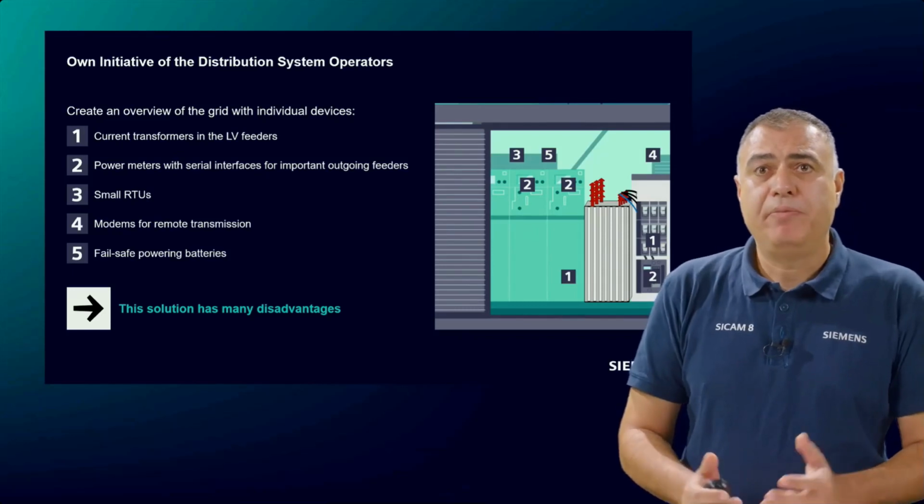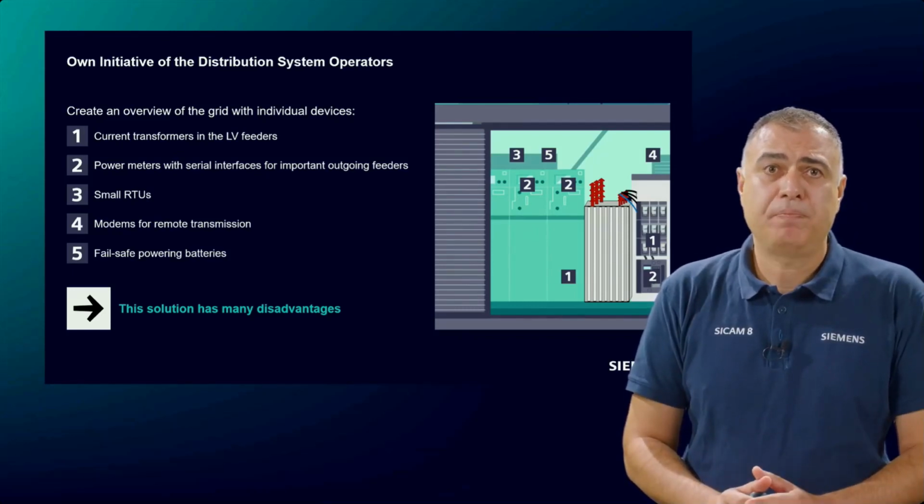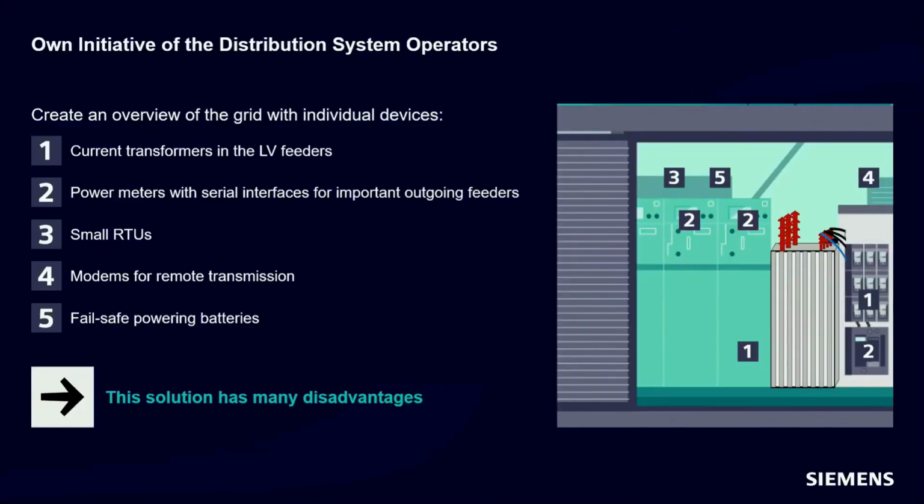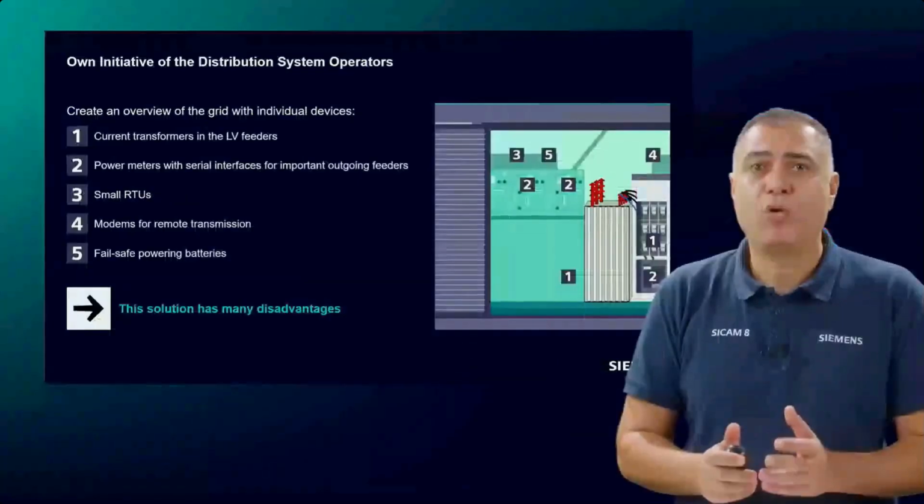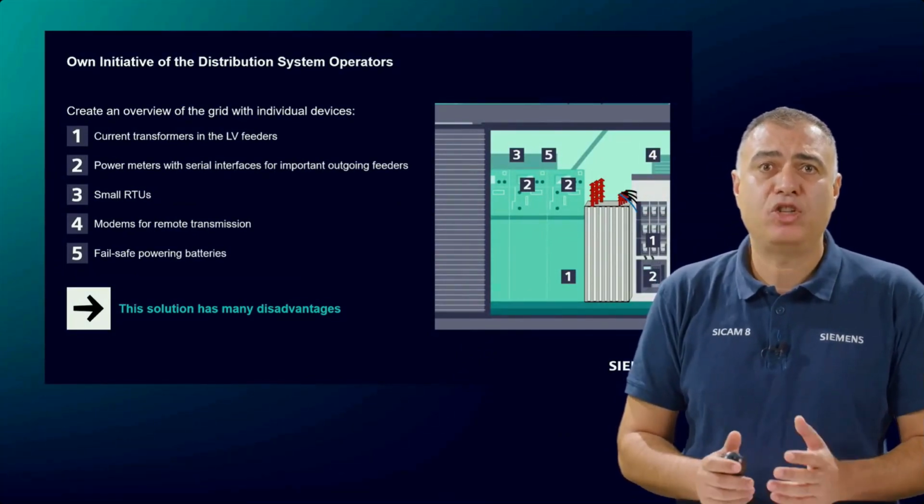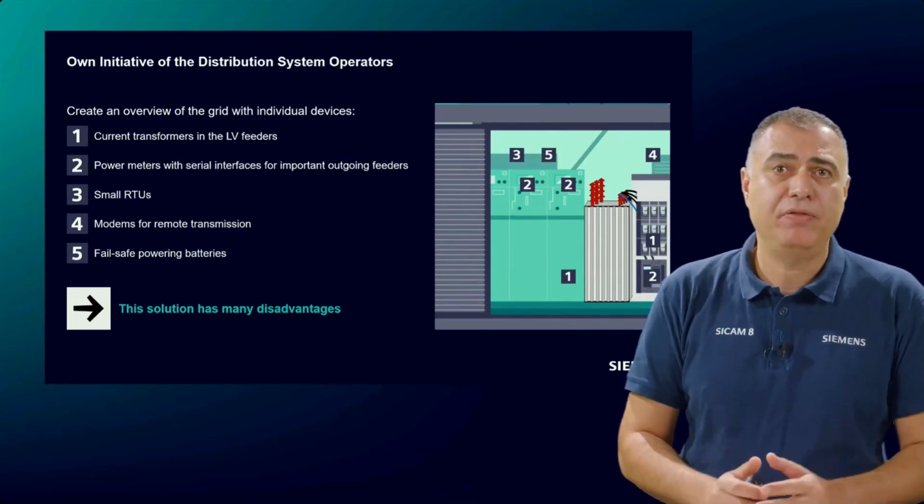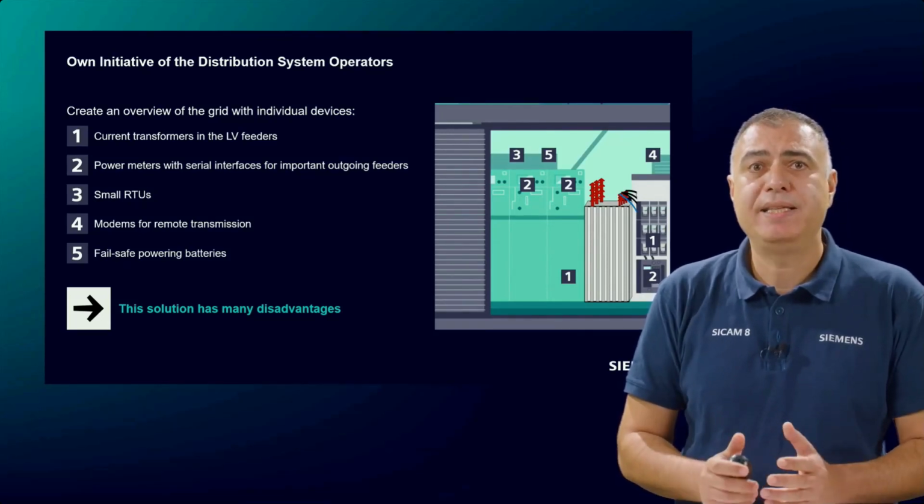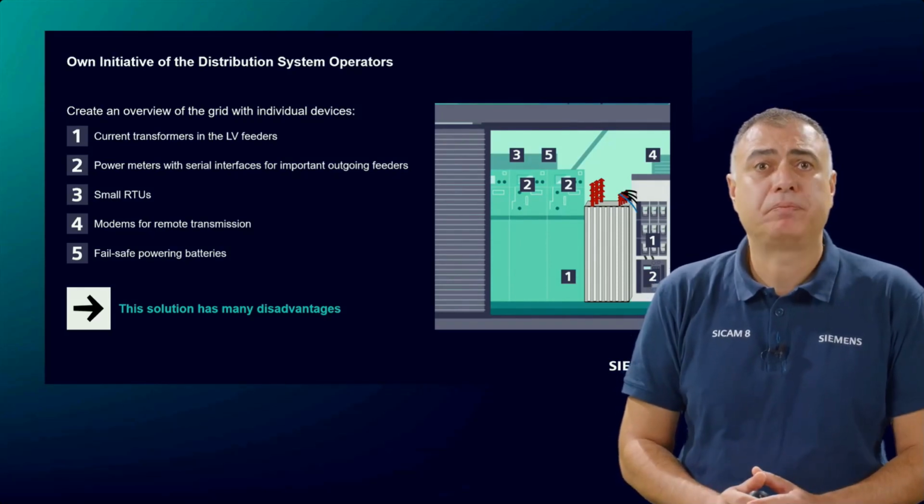With this slide, I'm finishing the background information section. As you can see in this picture, forced by the need for transparency, some low voltage grid operators already started to create their own individual solutions. They took different devices like RTUs, modems, meters, sensors, and other material to configure a system. However, it is more than clear that such a solution is complicated, expensive, needs a lot of space, and needs a long time for commissioning.